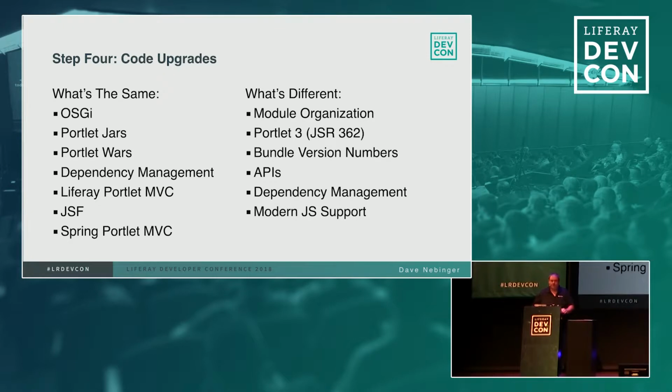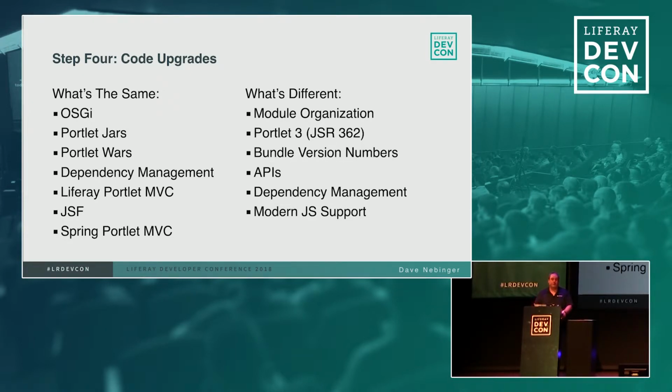So for your code upgrades, there's a number of things that are the same, there's a number of things that are different. So let's go over what's the same. OSGi is still there. It's a key part of 7.1. It's going to be a key part going forward. Portlet jars are still there. It's still going to work.